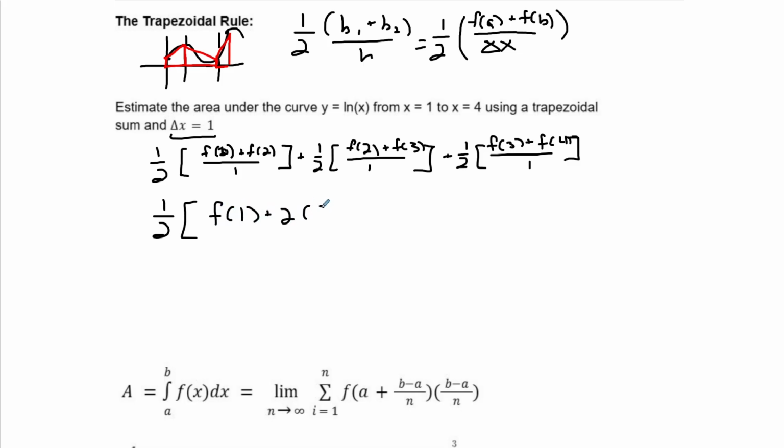So we can factor out a 1/2, and we're basically just going to have f of 1 plus 2 f of 2 plus 2 f of 3 plus f of 4, okay? That's just if you simplify this.